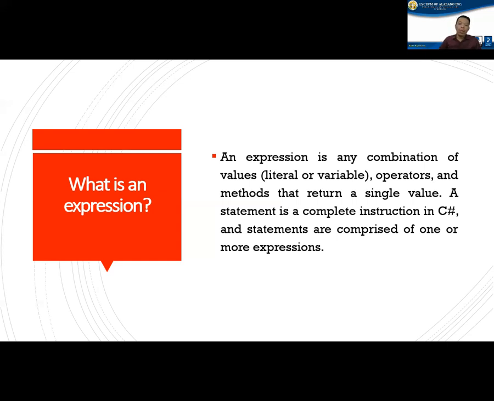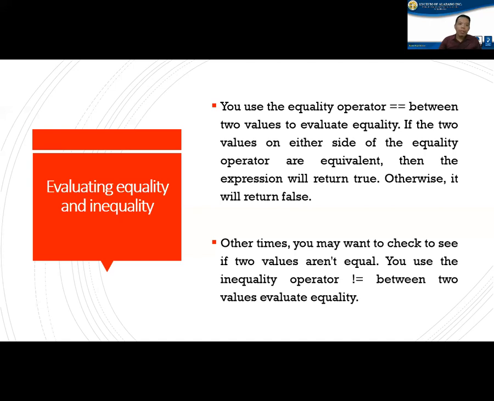There are many operators we can use depending on what we want to express in our code. In evaluating equality and inequality, many times you will want to check to see if values are equal or not. So you use the equality operator, which evaluates two values. If the two values on either side of the equality operator are equivalent, then the expression will return a true value. Otherwise, it will return false.